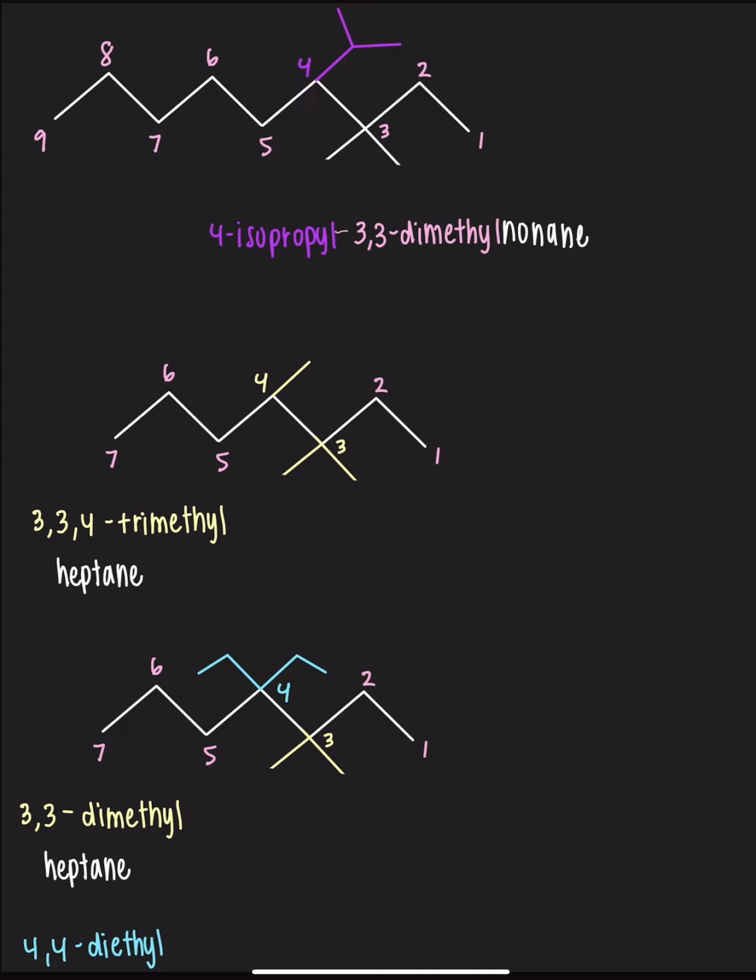Let's look for the longest chain. Well, could I do 1, 2, 3, 4, 5, 6? No. 1, 2, 3, 4, 5, 6, 7. Yes, but look at the substituent. 1, 2, 3, 4. The substituent would be on 4. Let's do this side. 1, 2, 3. Oh, the substituent would be on 3, 4, 5, 6, 7. Okay, so I'm going to prefer the one where the substituents go on 3.